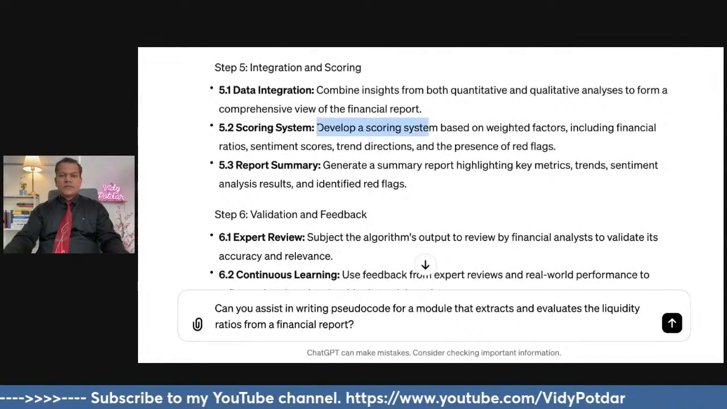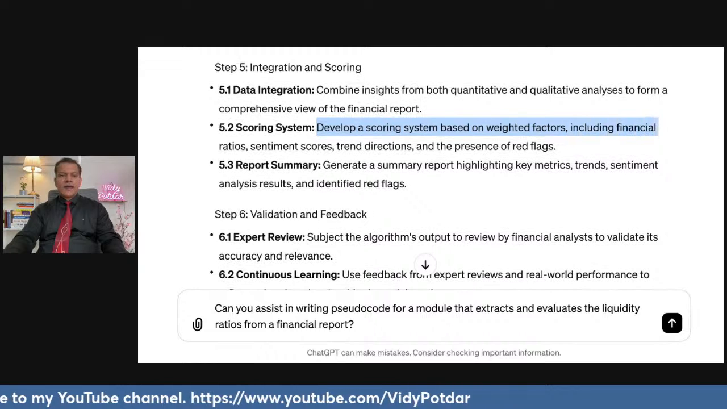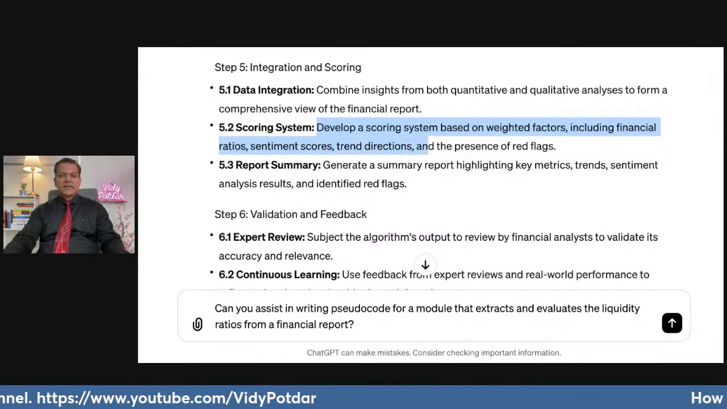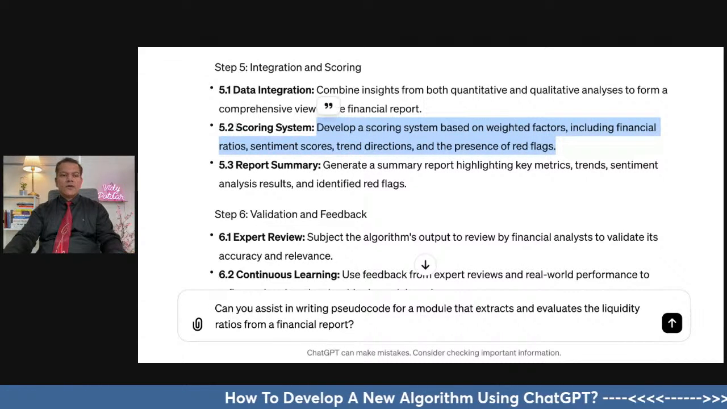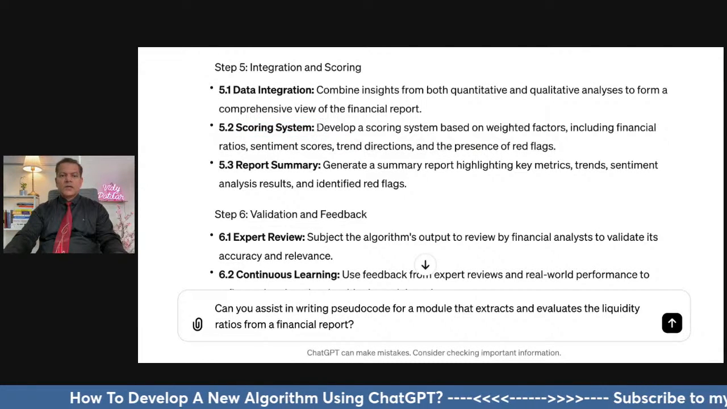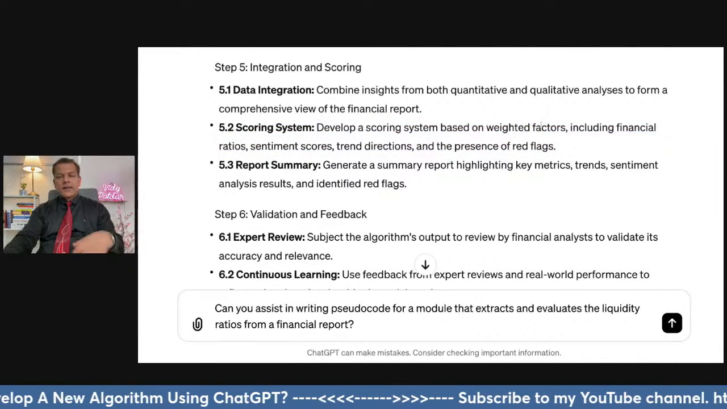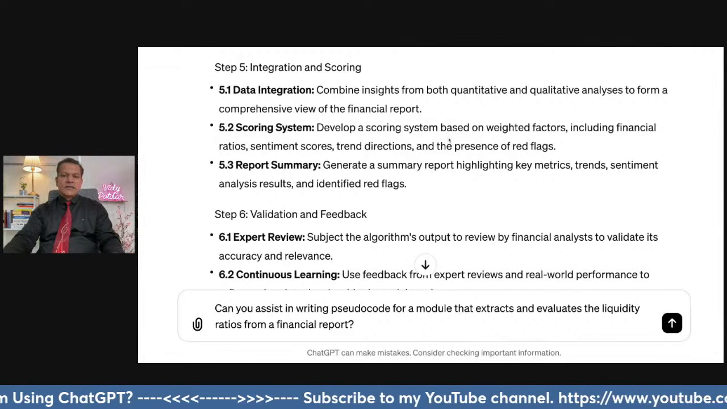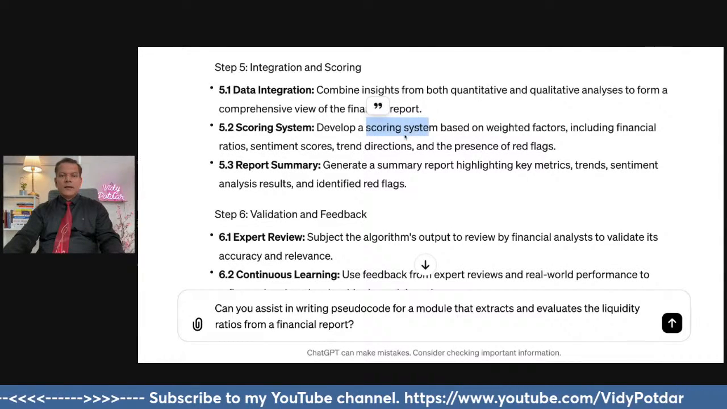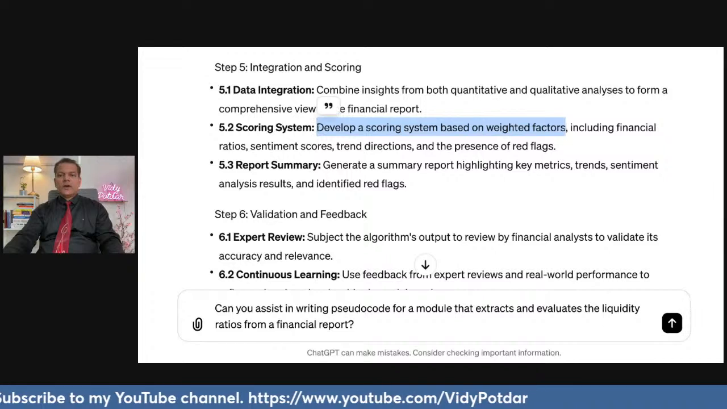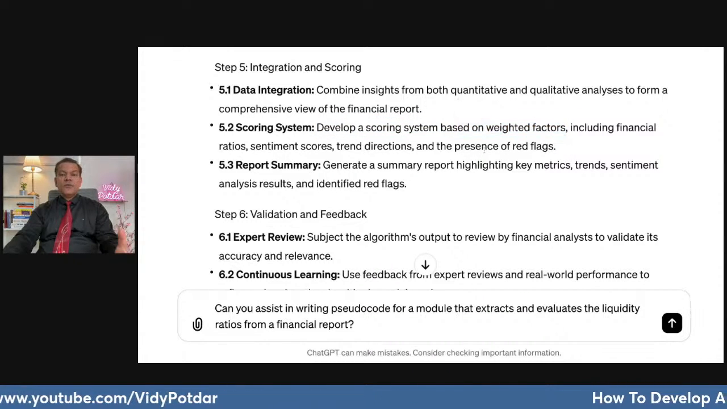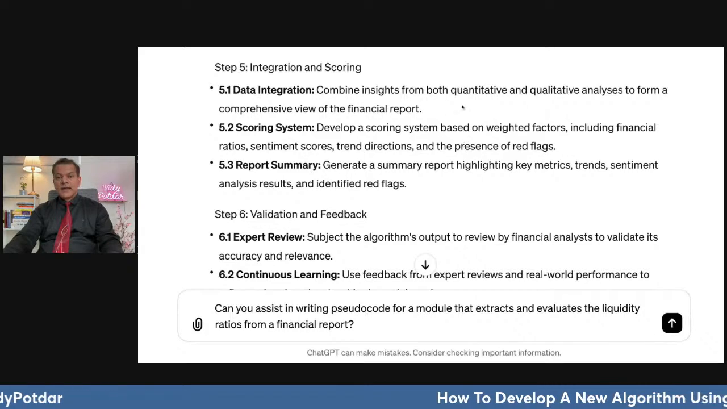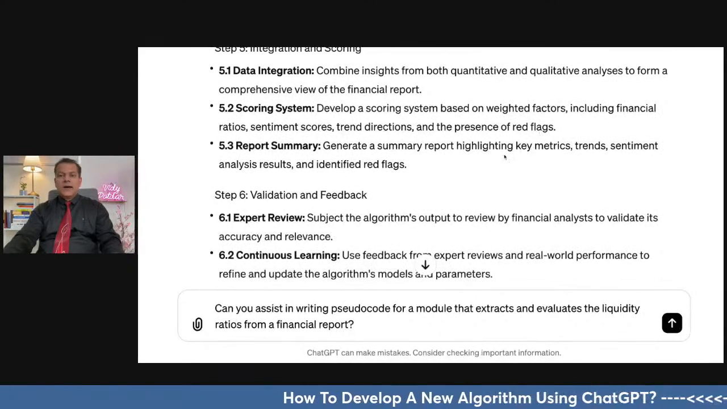Develop a scoring system based on weighted factors, including financial ratios, sentiment scores, trend directions, and presence of red flags. So these are the four key elements that would go into your overall algorithm that will give a score to that document, right? So you can again query ChatGPT, say how can you develop a scoring system for me, or what are the different weights I should give for different factors that are identified above, and so on, right?